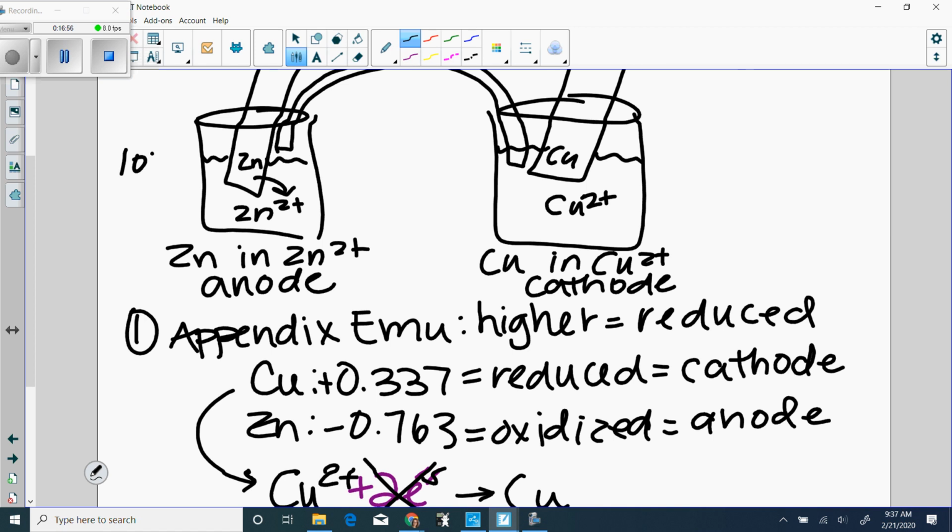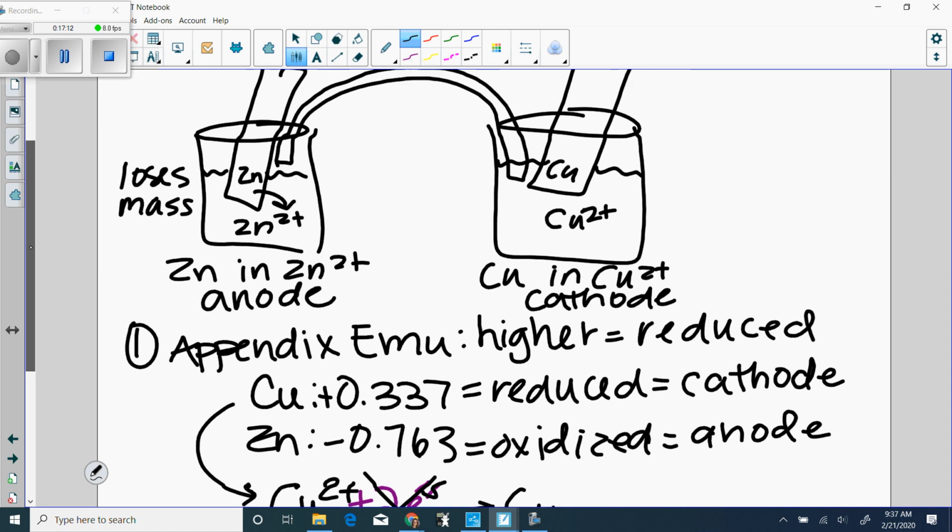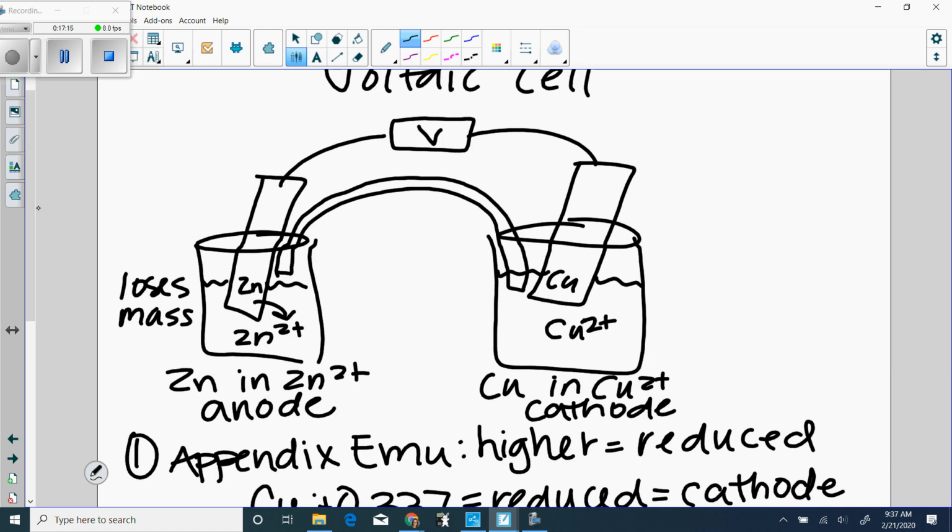That means it's getting skinnier. The words losing mass are important because sometimes in the wording it'll say this one is losing mass, and that's how you know it's the anode side. It also means that I'm producing the 2 electrons. So it goes from zinc to 2 plus, so the 2 plus down, the electrons up.